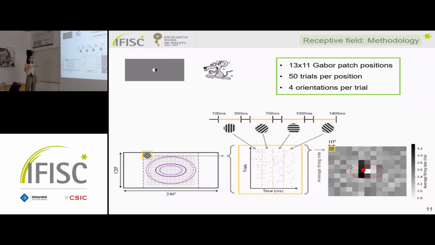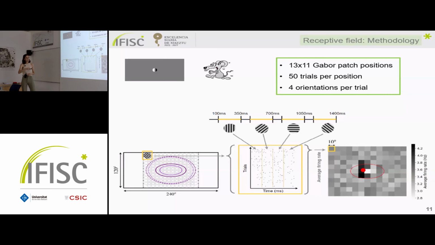So for each position and each neuron, we can obtain a pseudo raster plot like this one, with trials and time, and we can compute an average firing rate over trials. This measure tells us how responsive the neuron is to a stimulus put at a specific place of visual space. By computing this average over all the different positions, we can obtain a heat map or a matrix like this one that tells us how that specific neuron perceives the visual space.